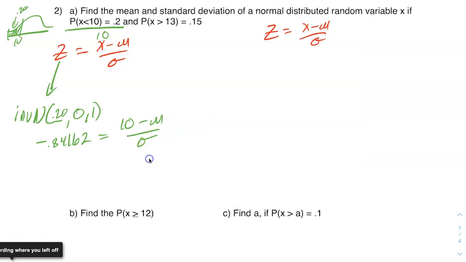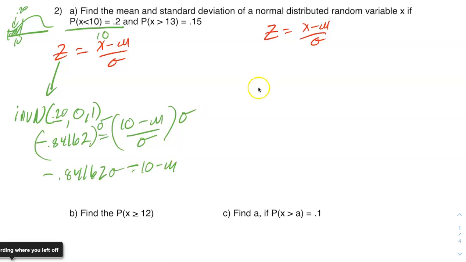Then just to make it a little nicer, I'm going to multiply both sides by sigma so I don't have to deal with it. So I'm going to have negative 0.84162 sigma equals 10 minus mu. So something to that effect.